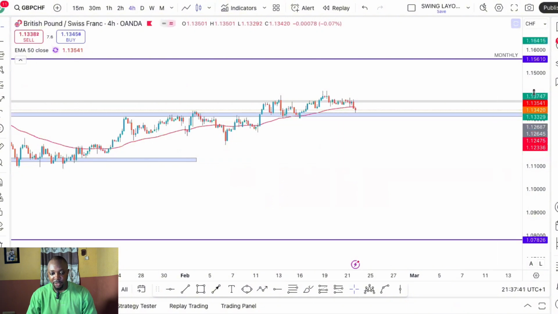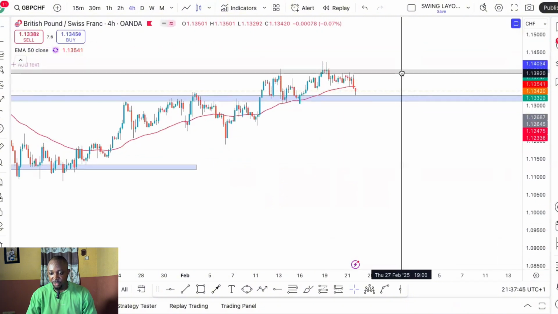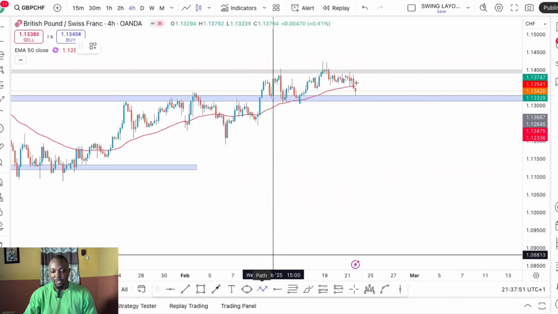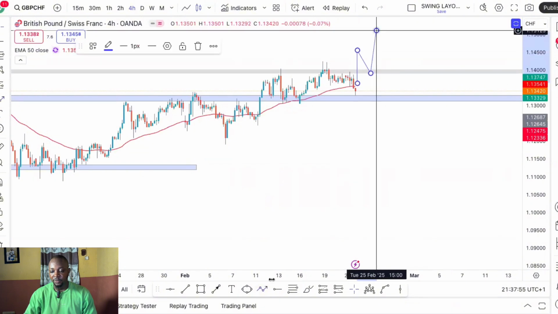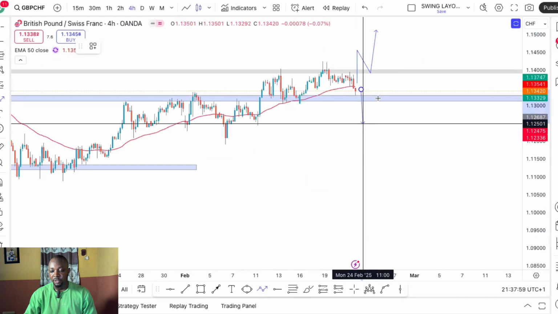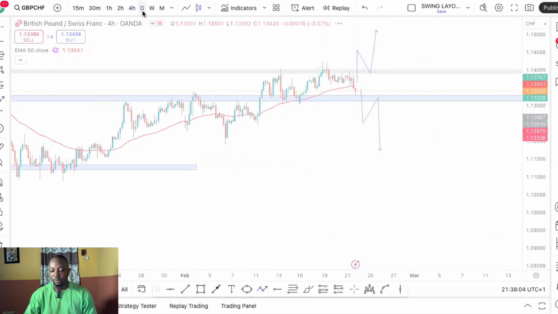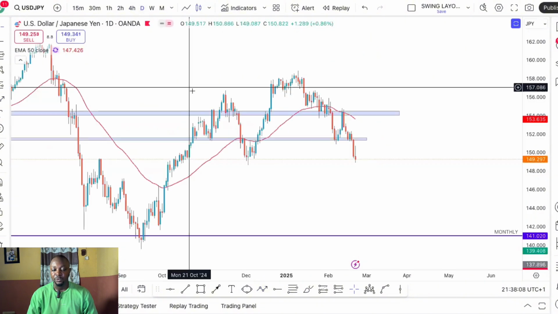So next pair, Euro GBP. I'm going to take this off my watch list for now because I'm either going to be interested if you have a break of this level or a breakdown of this support. But for now, it's in the middle of nowhere, so I'm not interested.